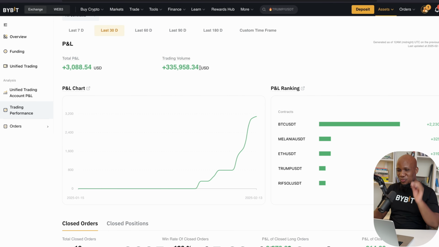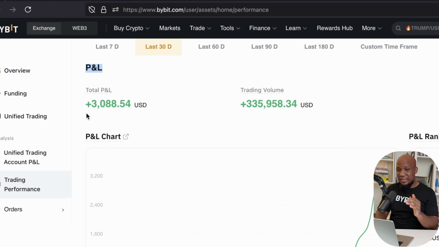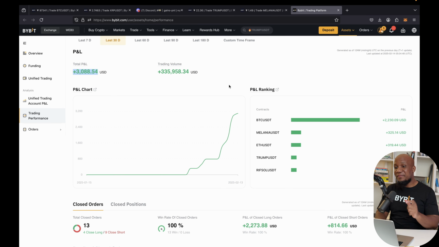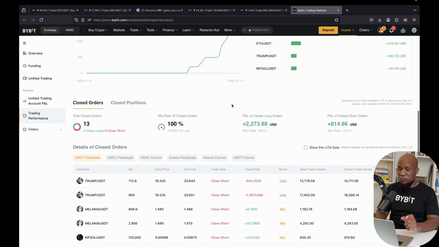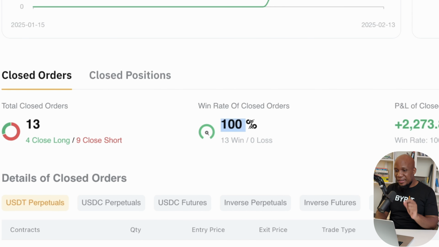Alright, before I show you my best trading indicator, let me show you here under 30 days P&L. You can see the amount of money that I'm making here is over $3,000 with over $335,000 in trading volume. But what I want to show you here is the win rate. We've got 100% win rate with 13 trades and 0 losses. I want you to let that sink in again. 13 trades with 0 losses.